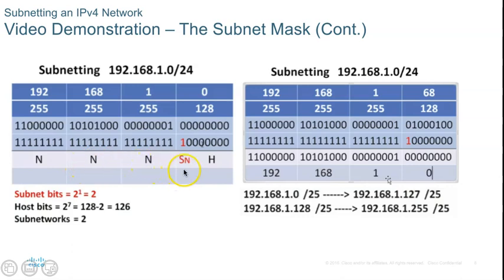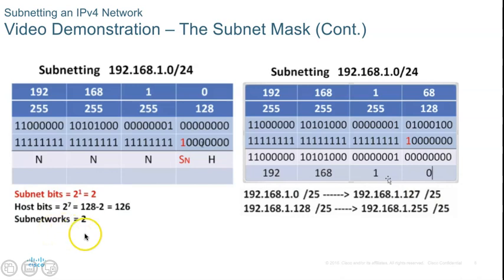So how we borrow: we come to the host ID and convert all the host bits to zeros, to their binary value, and then we borrow 1. If you borrow 1, 2 to the power of 1 is 2. By borrowing 1 bit, you have 2 more subnets, or 2 new networks.